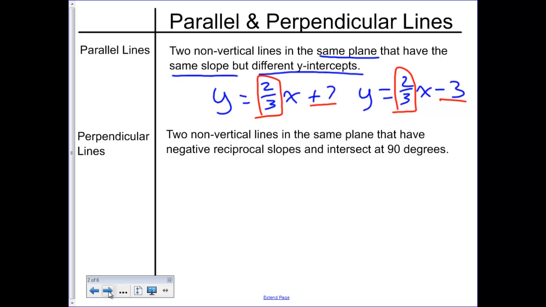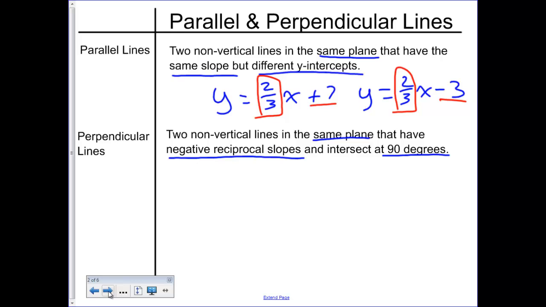Perpendicular lines: two non-vertical lines in the same plane, again the same plane, that have, and this is important, negative reciprocal slopes, and they have to intersect at 90 degrees. Of course, the negative reciprocal slopes is what causes them to intersect at 90 degrees. Notice how it's silent on the y-intercepts. We don't really care what the y-intercepts are. They can be the same, they could be not the same. What's important is that they have negative reciprocals for slopes.